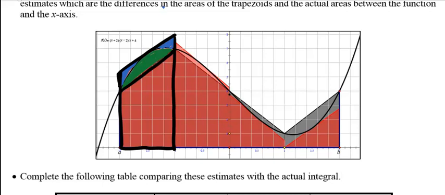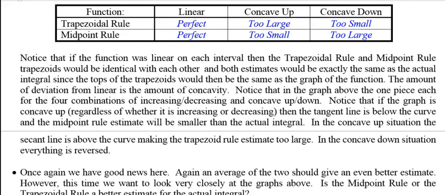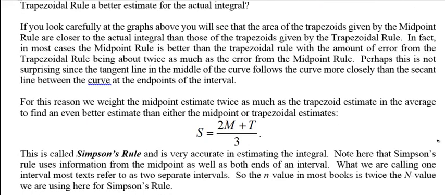Alright, so with that, looking at it, we see that the midpoint is going to be better. So when we make our approximation this time, that's going to be better. When we do our average, it's going to be a weighted average, and we're going to weight the midpoint twice as much as trapezoid. So we're going to do 2 midpoints plus 1 trapezoid, divided by 3 this time. And this is going to be called Simpson's Rule.